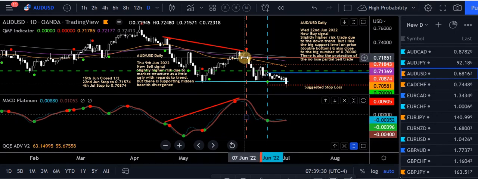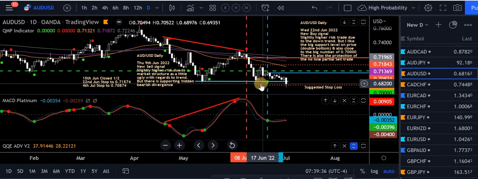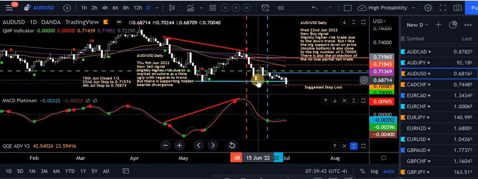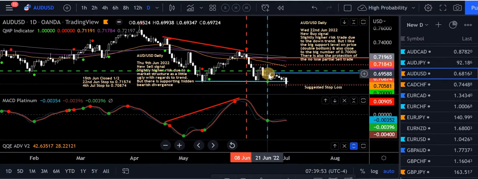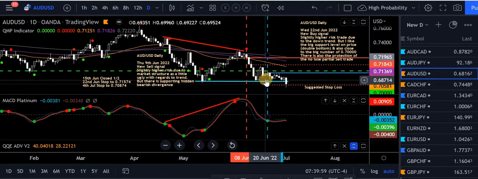In the meantime, I'm still in this sell from the 9th of June, taking some action on that. So let's have a look what we did. 15th of June we closed half. So let's have a look at the 15th. That was on the open there. So we basically closed half right on this previous low, which is good. MACD Platinum was at the 0 level, so it was an ideal partial close. Price has gone up and it's come back down. We've got this buy signal and that's been stopped out. On Friday we've gone through.